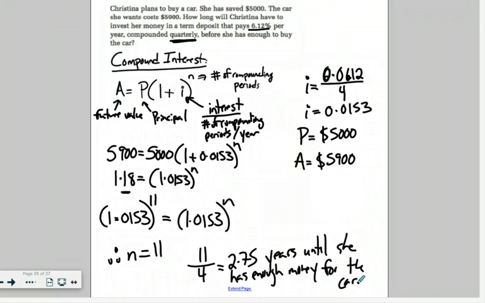Right, and that's assuming she doesn't put any more money in it, right? She just invests it and then it just sits, okay? So it'll have to sit for 2.75 years before it accumulates to that $5,900, okay?